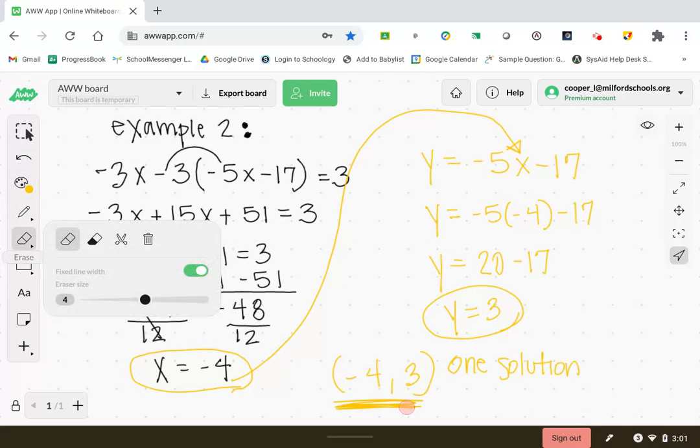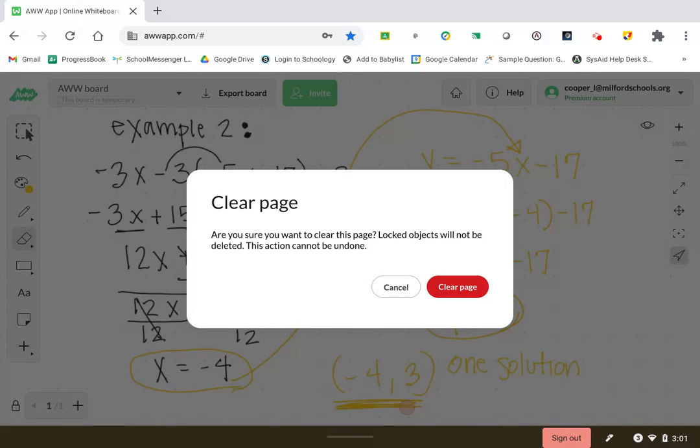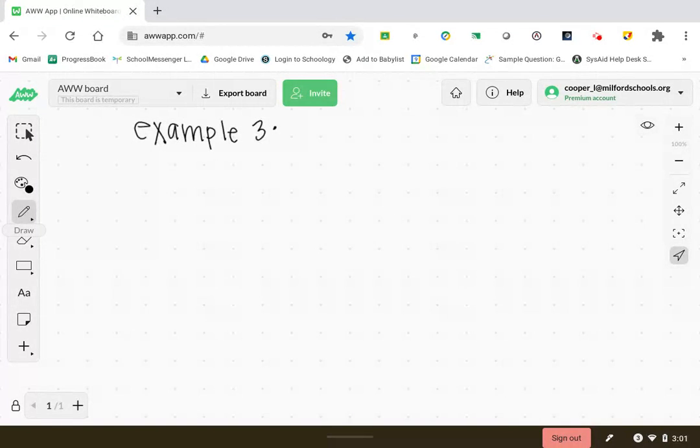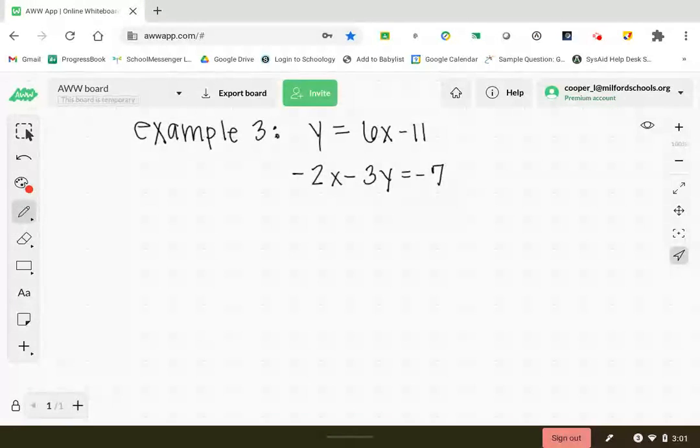Okay. Let's go to example 3. Just a few more examples, guys. All right, example 3, we have y equals 6x minus 11, which is nice because the variable is by itself, so we don't have to do as much work. 2x minus 3y equals negative 7. Okay, so I have this by itself.